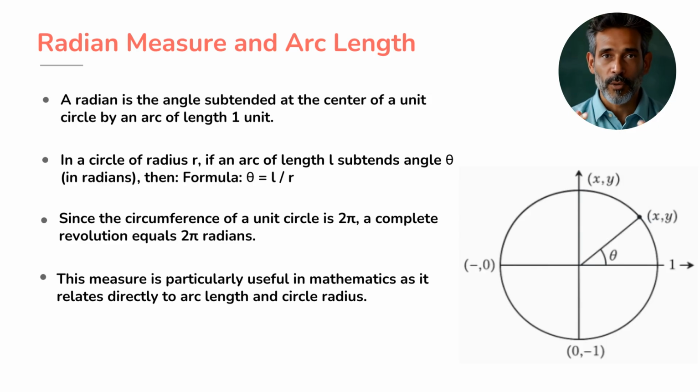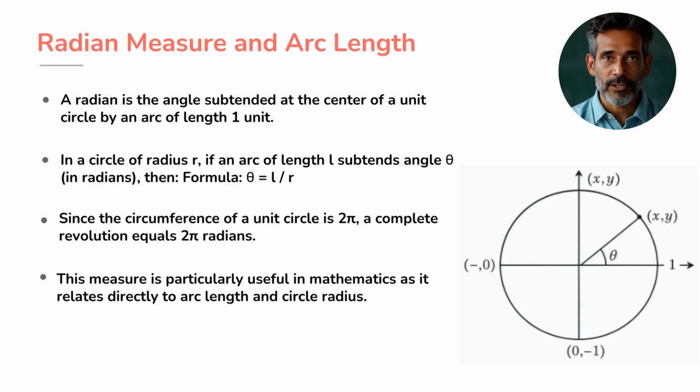Now, let's talk about radians. A radian is defined as the angle subtended at the center of a unit circle by an arc of length 1. Imagine a circle with radius 1. If you take a piece of the circle that's 1 unit long, the angle it makes at the center is 1 radian. It's a natural way to measure angles because it directly ties the angle to the arc length.